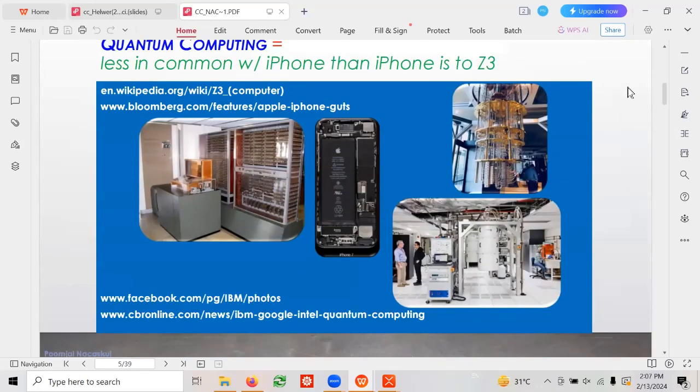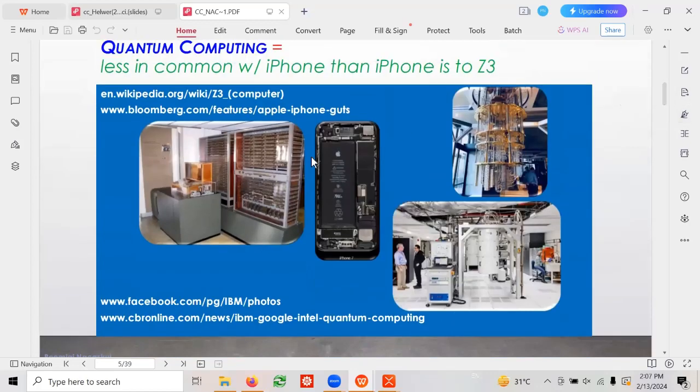This is a slide that I use just to emphasize the point. This is how a computer looked like in, I don't know, 1950. It's the size of this room. In terms of working principle, the mathematics behind it, this computer and the one in your iPhone are very similar. But this is much different from quantum computing, which is this guy.